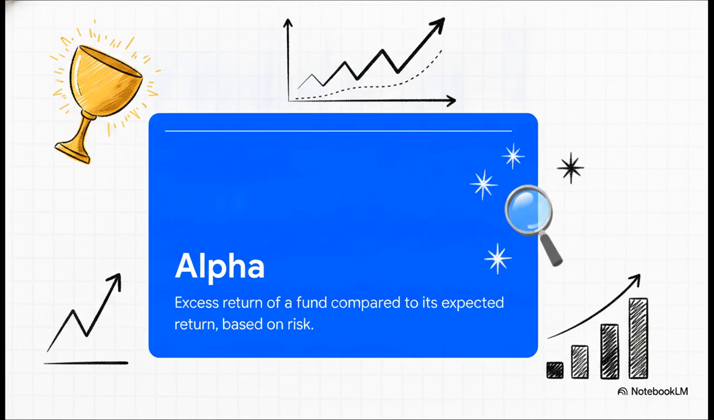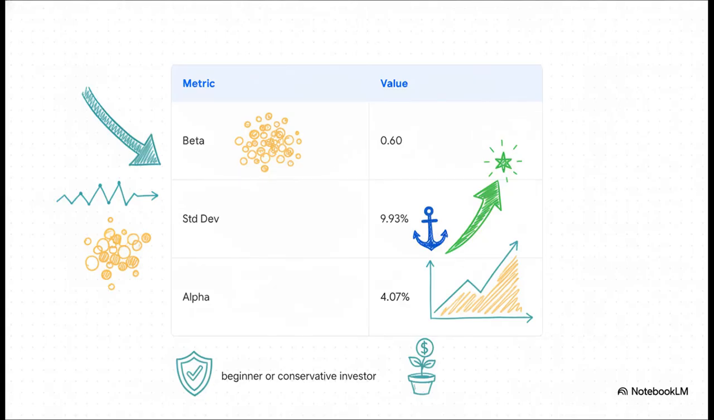And finally, alpha. This right here is the holy grail for fund managers. Alpha measures the excess return of a fund compared to what's expected given its specific risk level. So, a positive alpha demonstrates that the manager's active day-to-day decisions are effectively outperforming the market's baseline expectations. They are genuinely adding value. Now, when we look at Parag Parikh's actual numbers, the whole strategy really snaps into focus. A beta of just 0.60, that is remarkably low for an equity fund. It means it's nearly half as volatile as the broader market.